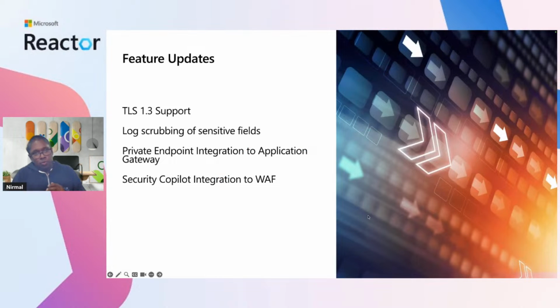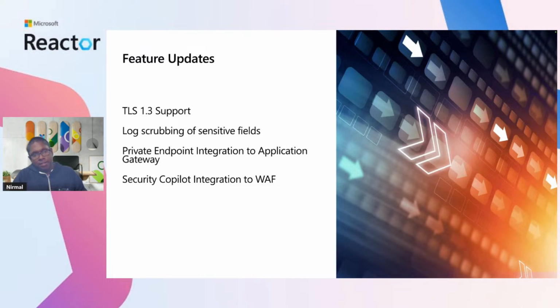So with that, I want to quickly run through some of the feature enhancements and feature capabilities. We've rolled out TCP TLS 1.3 support. So this is essentially allowing a front door to respond to a TLS 1.3 session. So that is completely rolled out.